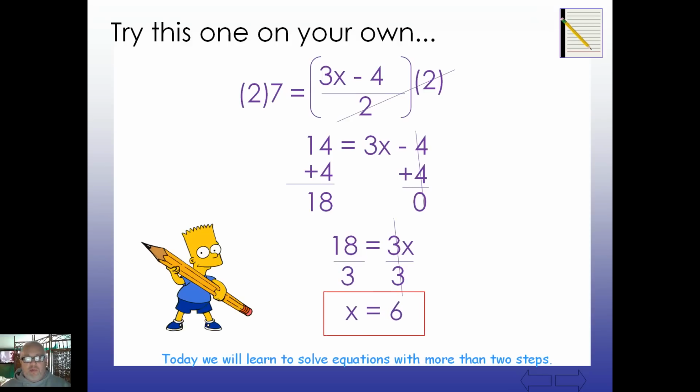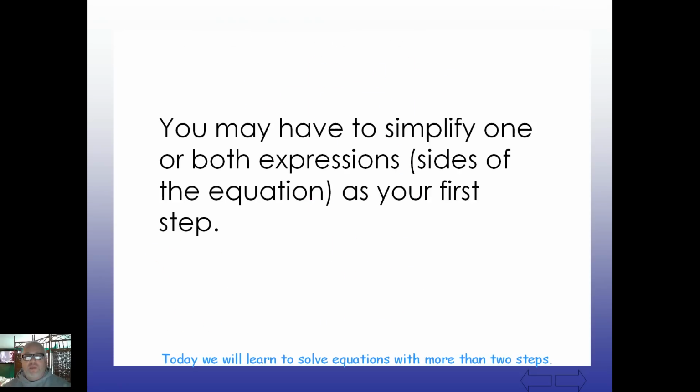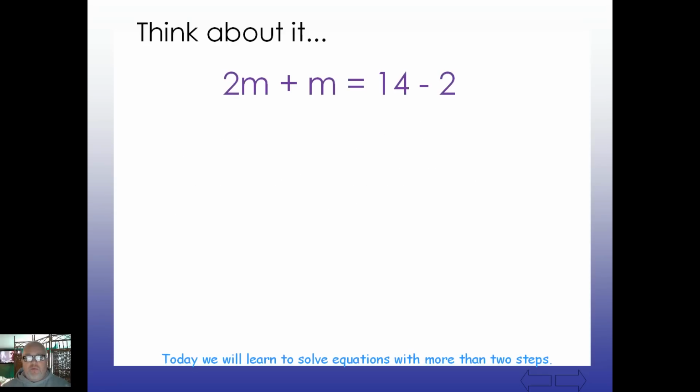Okay, hopefully you got that one. So you'll notice there that we just always start with what's furthest away and work our way back into a nice, easy answer. Now you may have to simplify one or both expressions or sides of the equation as your first step. For example, this one here, 2m plus m equals 14 minus 2.